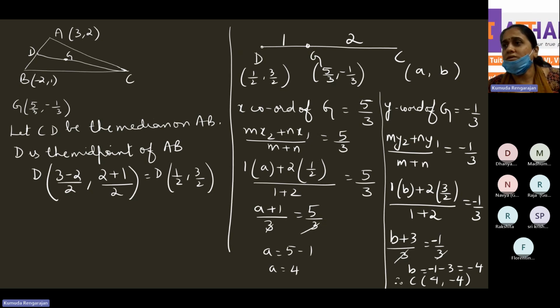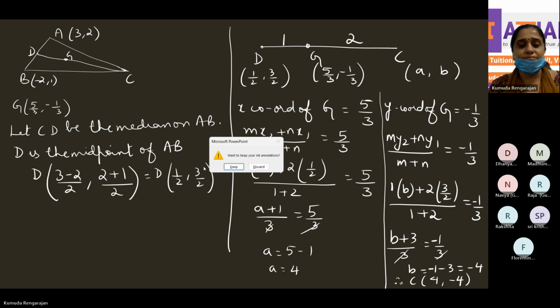Do the same thing for the Y coordinate of G. Y coordinate of G is minus 1/3. So the Y coordinate means my2 plus ny1 by m plus n is equal to minus 1/3. So work it out and you get B. Now put A and B together to find the coordinates of C. All right. If this is part of MCQs, you can also do it using the formula. We'll do that now.